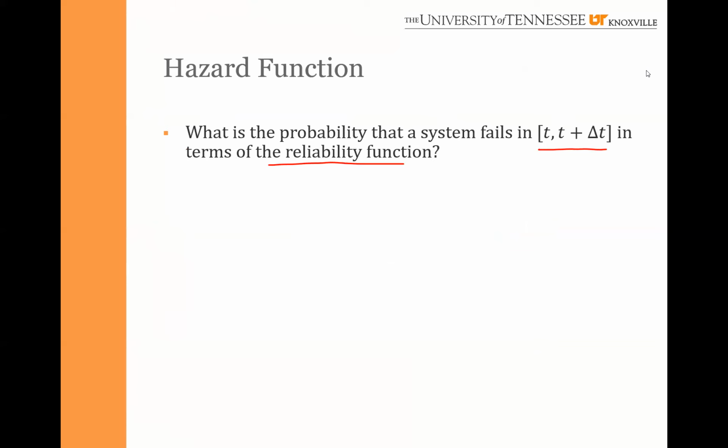Let's translate that. Say I have this function, and this is t, and this is t plus delta t. What is the probability that the system fails in this period? That's easy. That will be the area under the curve here. But I want you to express it in terms of the reliability function, with capital R.